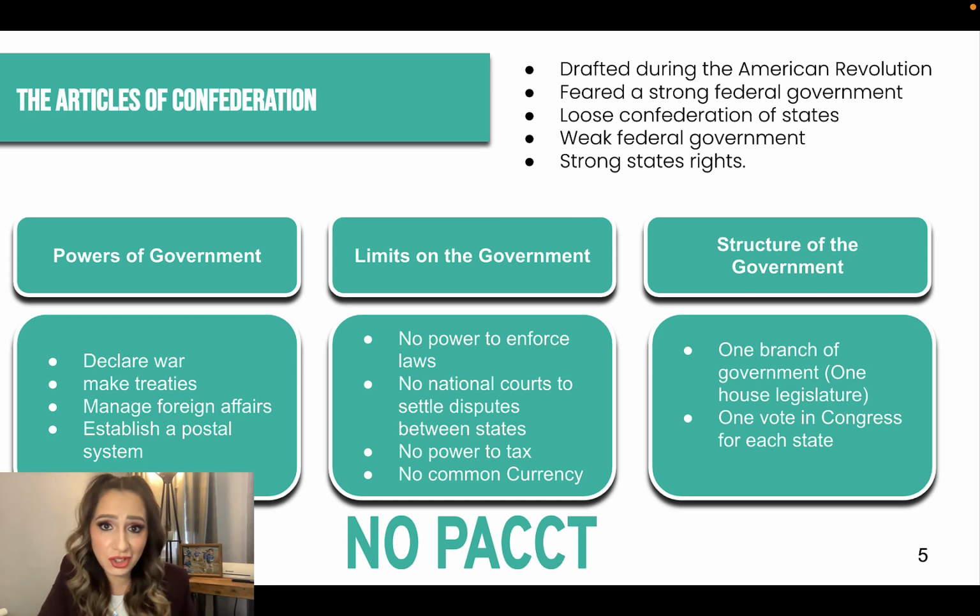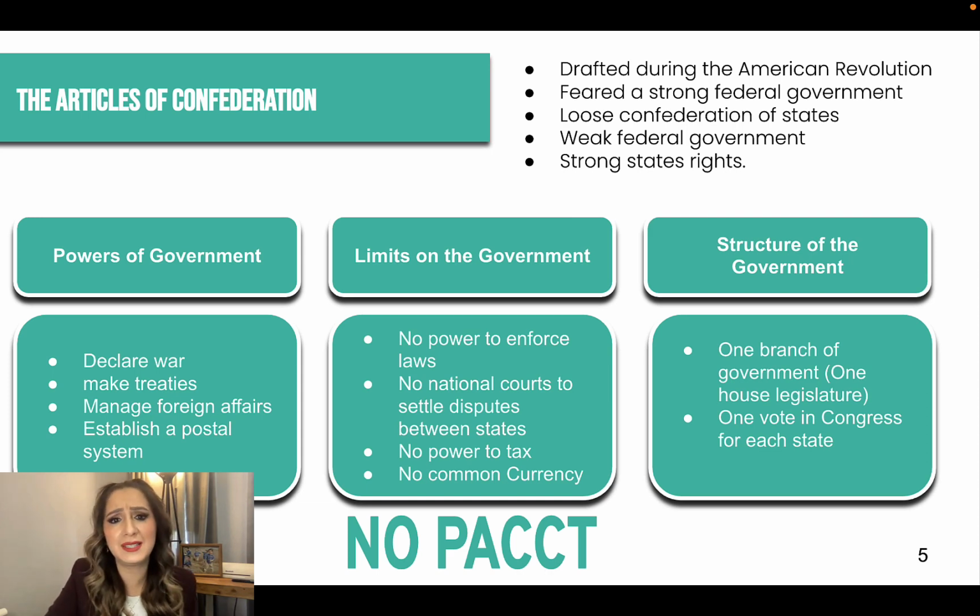What limitations did they have? When they created the Articles of Confederation, it had no P, no A, no C, C, T. All right? Say it with me. No P, no A, no C, C, T. This is going to help you remember the weaknesses of the Articles of Confederation.